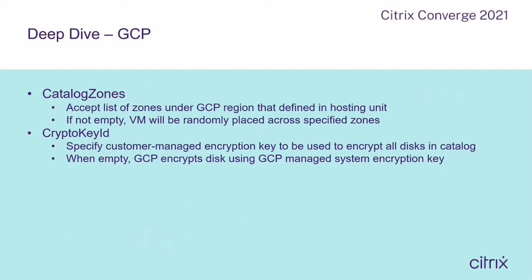And lastly, GCP. So we also have two properties here. Catalog zones is very similar to Azure zones, where you can provide one or multiple zones. If it's not empty, we will randomly place across the specified zones. If it's empty, we leave it to GCP to place. Crypto key is also similar to Azure. It's a customer-managed encryption key. It's a CMEK key that is supported on GCP. And when empty, basically this is using the GCP system-managed encryption key. It's basically encryption at rest, right?